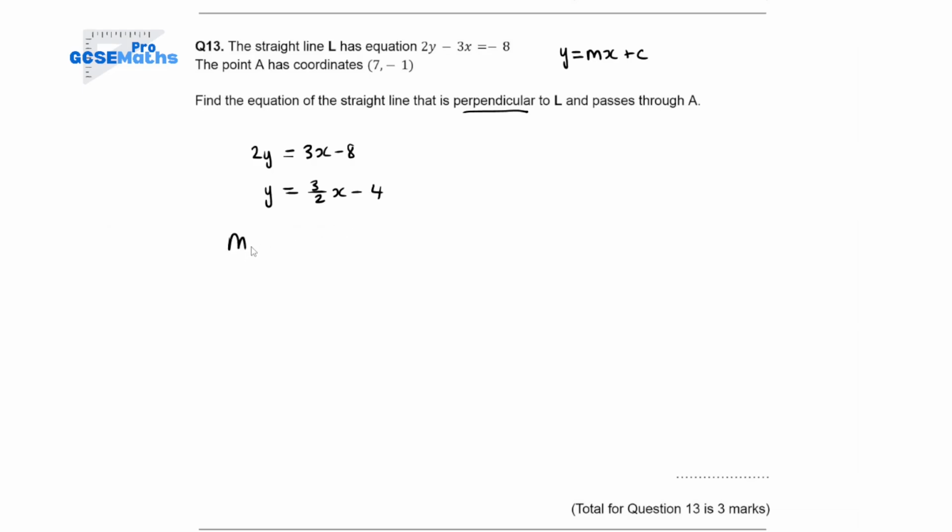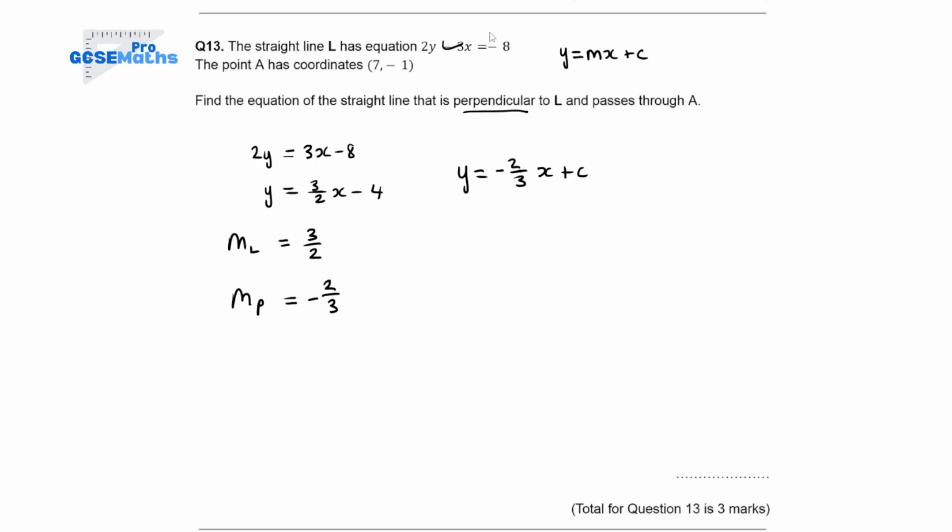So do you see how the gradient of line L is positive 3 over 2? So my gradient for the perpendicular line, this is where we do the negative reciprocal. I say keep it as a fraction because you're going to do the reciprocal. That's where you flip it upside down. Negative is where you just change the symbol. Currently it's positive, so it's going to become negative, or vice versa. So now I've got my gradient, so I can rewrite y equals mx plus c, but with my gradient, minus 2 thirds x plus c. All I need to do now is find the plus c, the y-intercept.